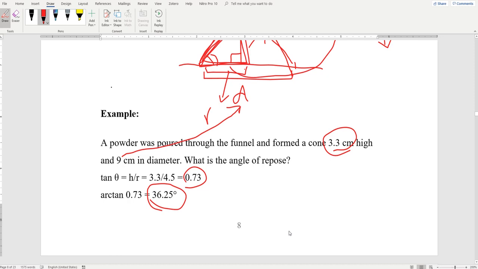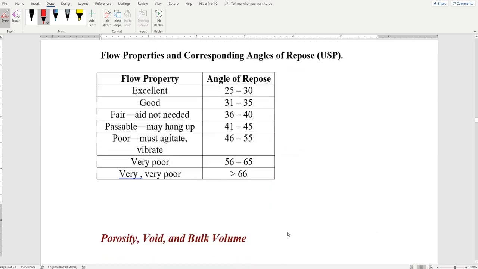Well, refer to United States Pharmacopoeia, which says if the angle is from 25 to 30, it's excellent. It's good if it's from 31 to 35. It's fair and aid is not needed if it is 36 to 40. It's passable but may hang up if it is 41 to 45. Must be agitated and it's poor if it is 46 to 55, very poor 56 to 65, and very very poor if it is more than 66.